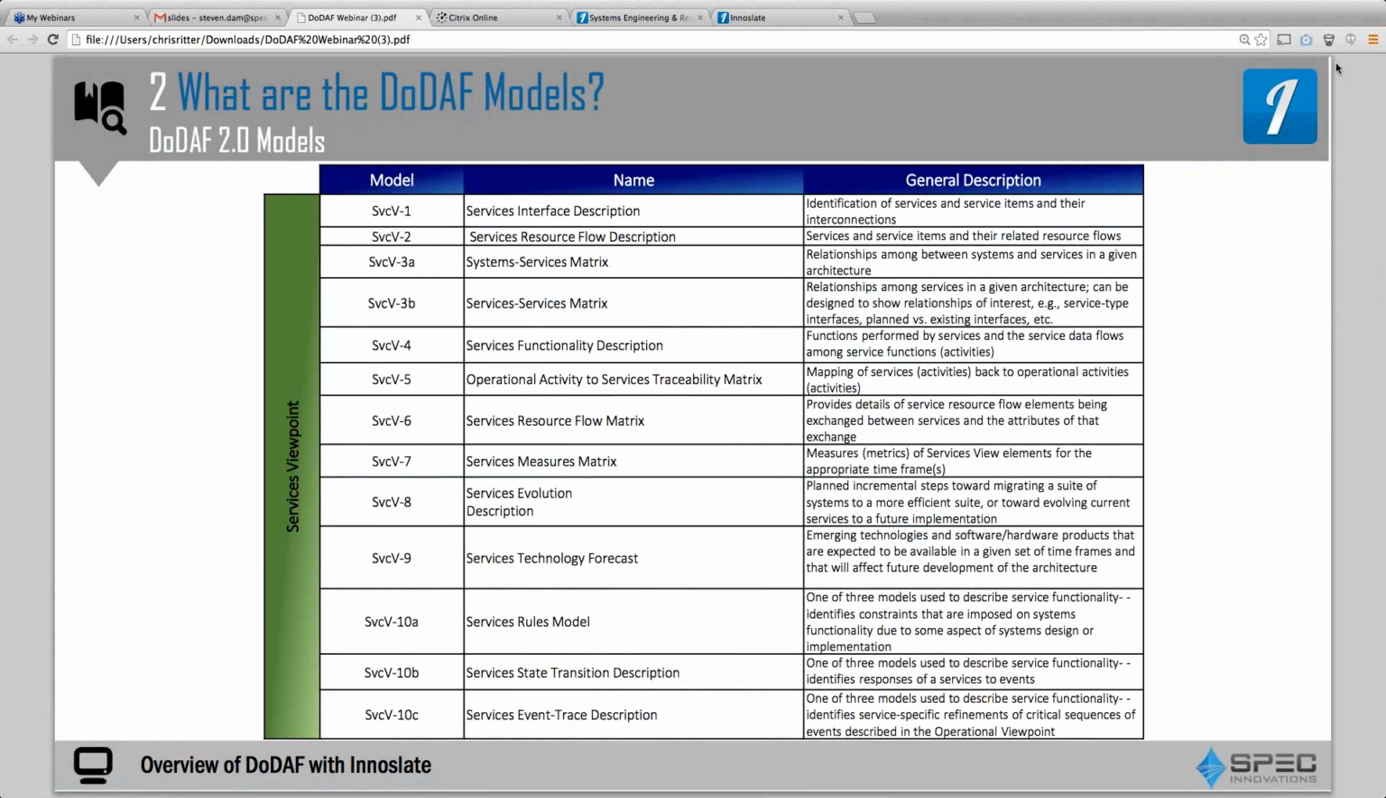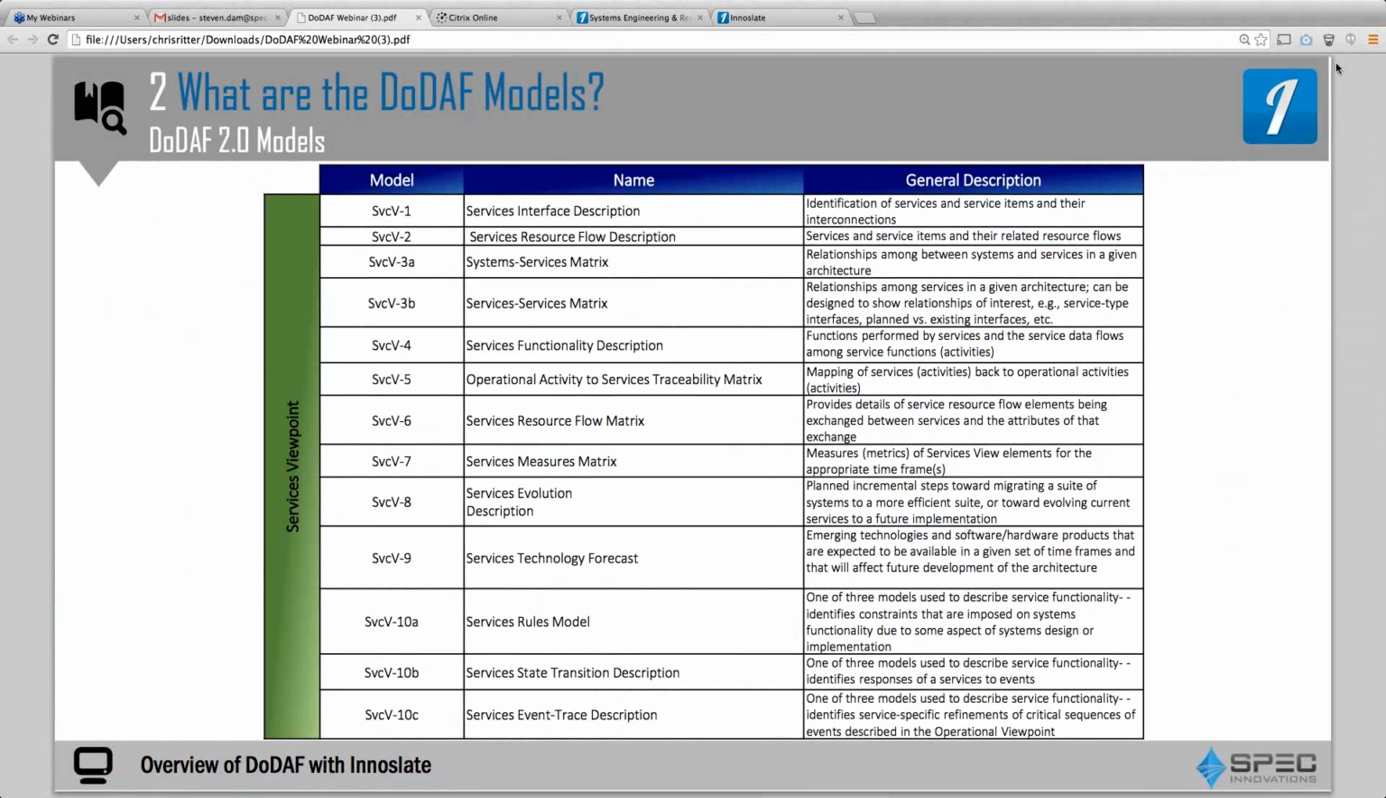The next thing is some matrices that were added to show some mapping between the services and the systems. Before, we used to have that as one group, services and systems, so they added these matrices in 2.0. In number 4 there, the services view 4, is the functionality description. That's the equivalent to the OV5B model. And of course, you still want a hierarchy of those as well.